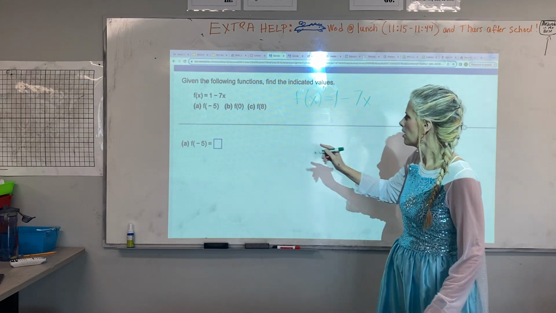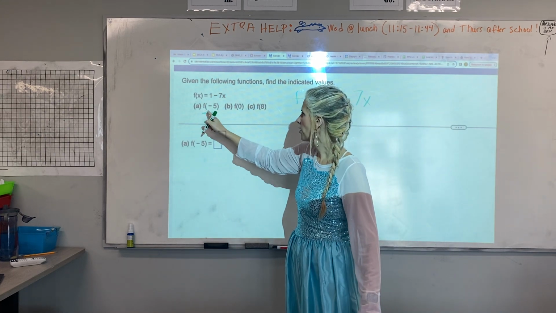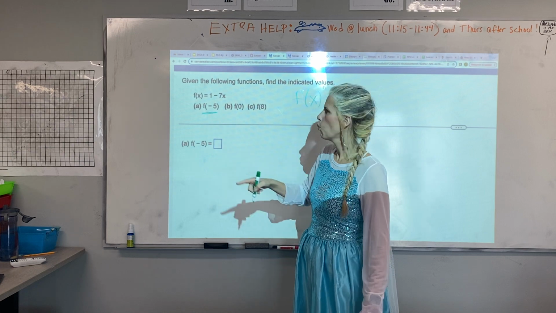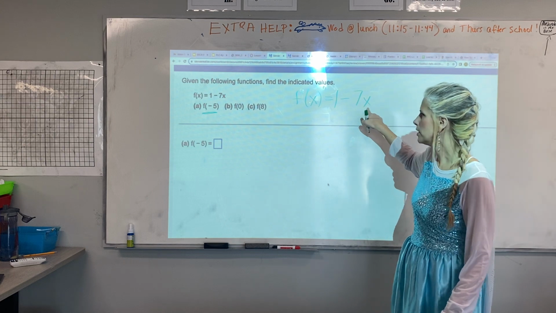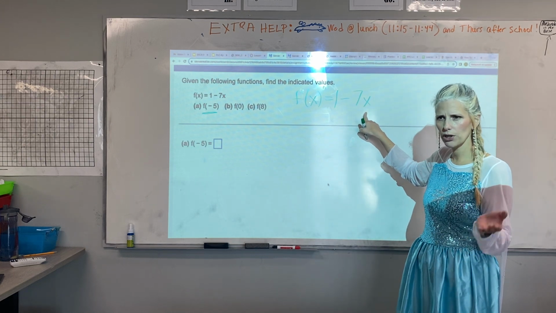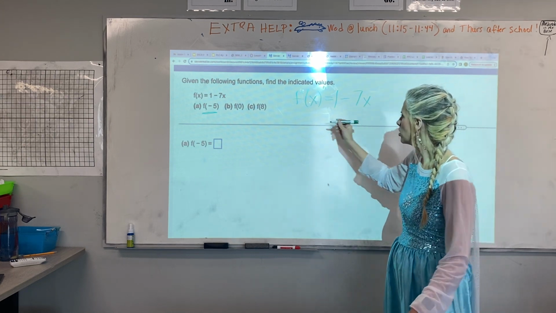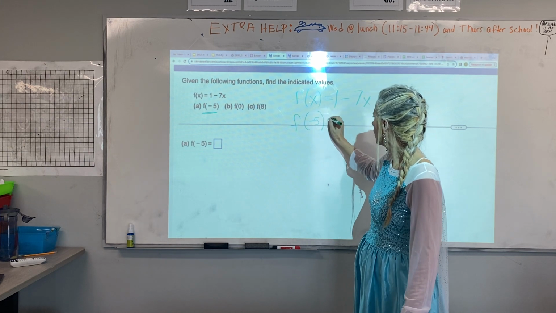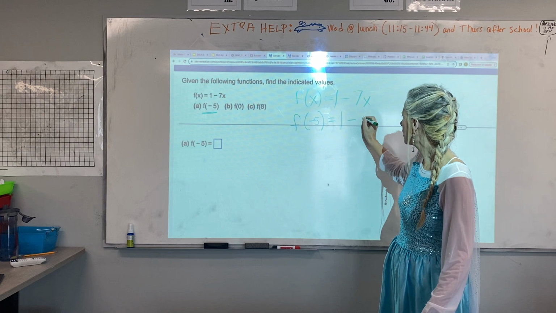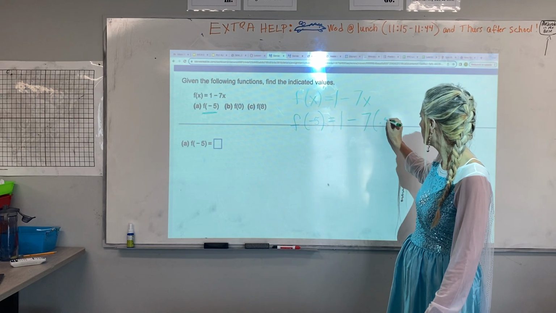Okay, so for this, our first one is we're looking for the function of -5, which means what will be your output when your input is -5, when you put in a -5. So the function of -5 equals 1 minus 7 times -5.